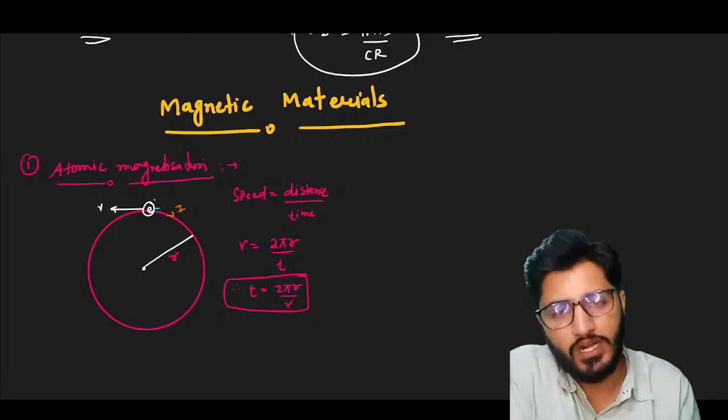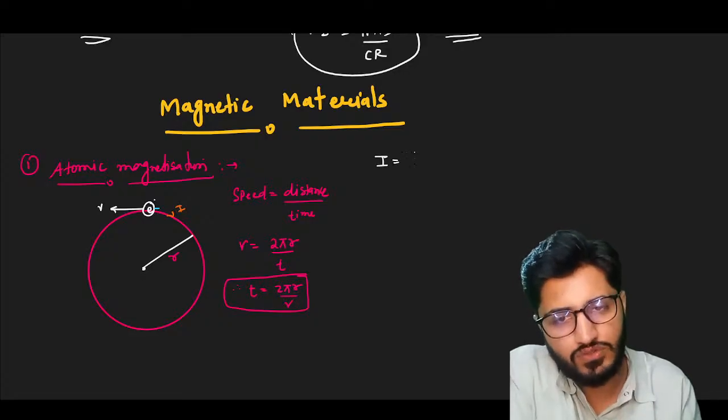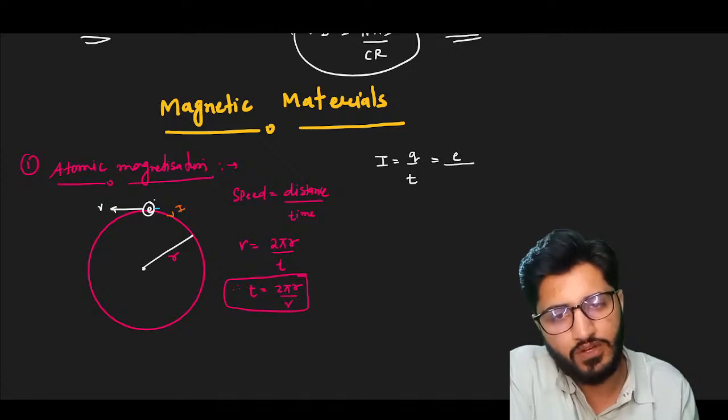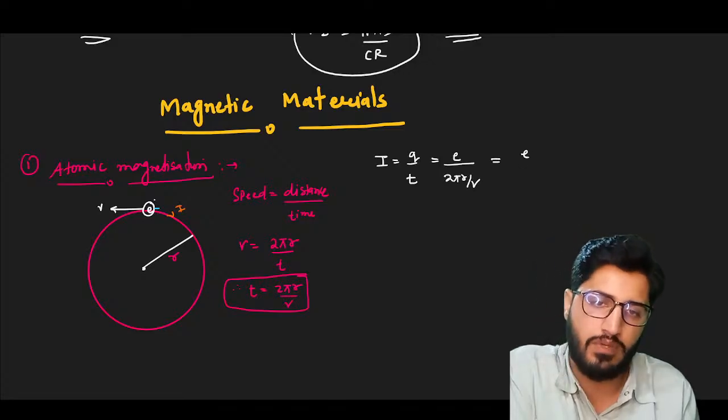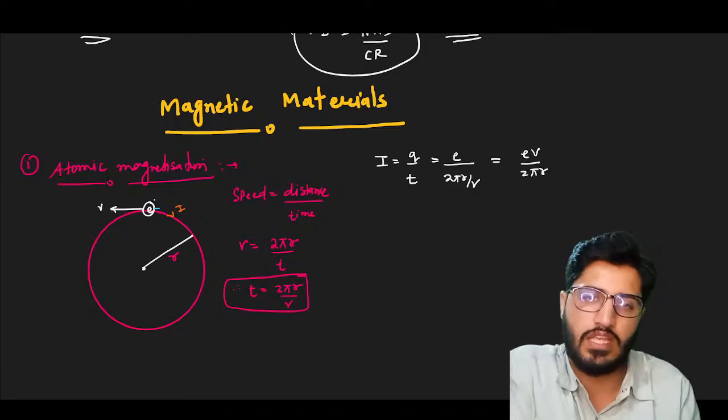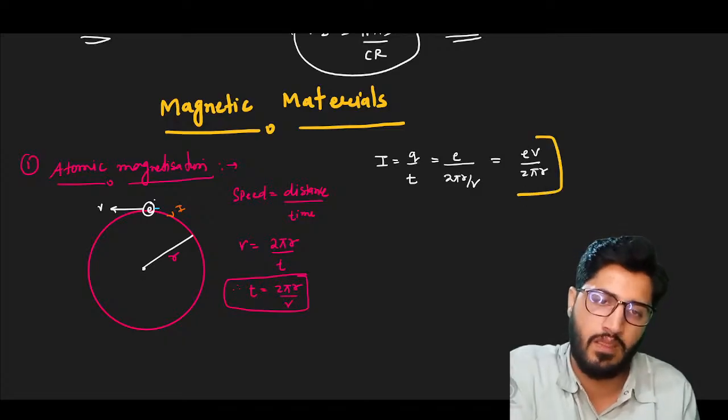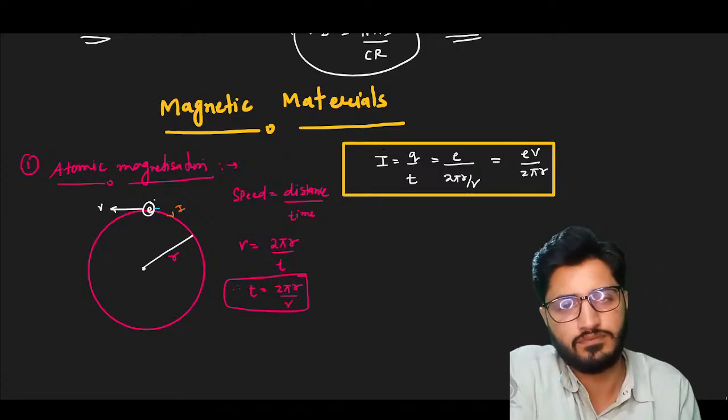So how to write I? Sir, I is equal to charge per unit time. Charge means the electron is flowing. Time, we know, is 2 pi r by v. So my current came out to be eV divided by 2 pi r. So this is the equation of current if my charge is moving. Easy, beta?